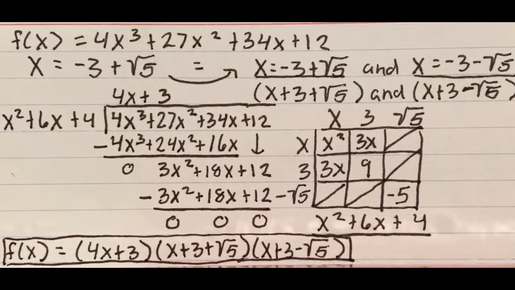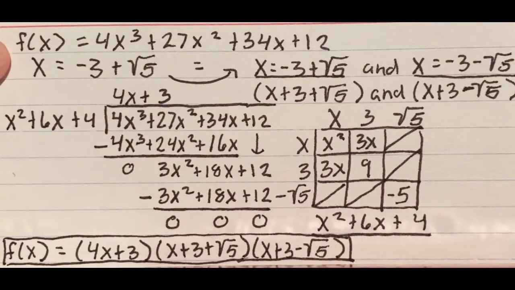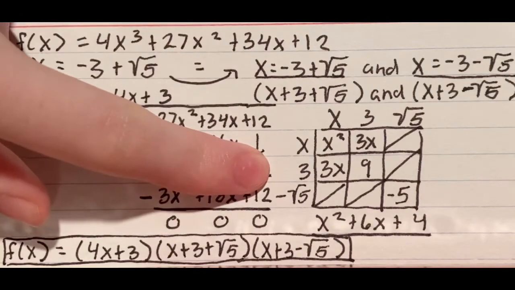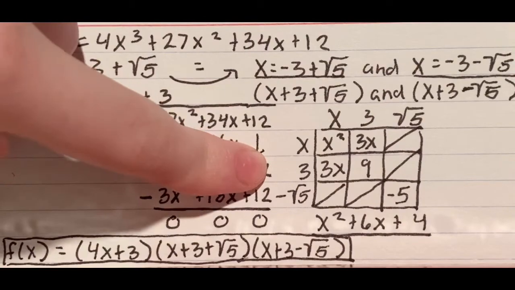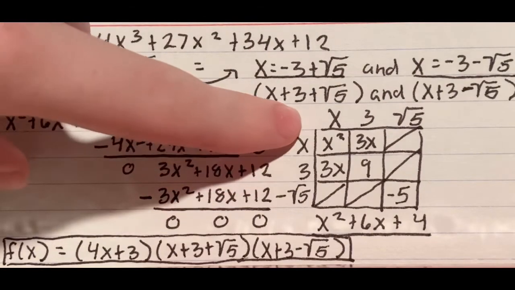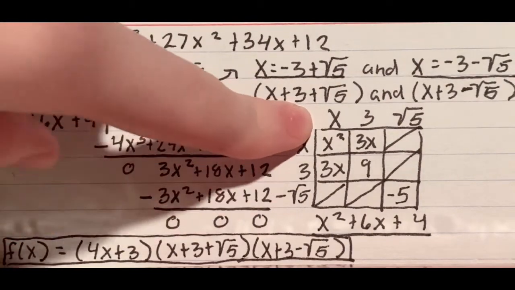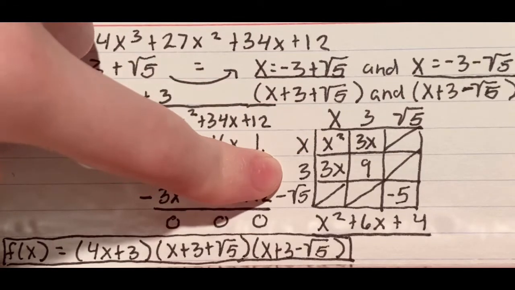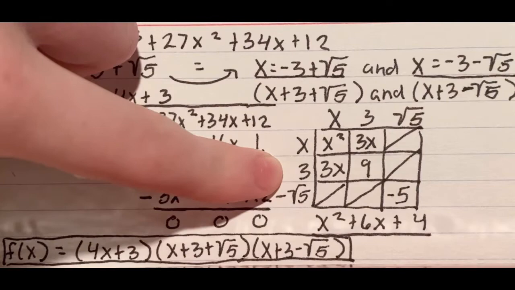To figure out what we need to divide the original function by, we need to start out by multiplying these two factors together. I used the box method. I drew a 3 by 3 box and put one factor on each side. On the top, I put x plus 3 plus the square root of 5, and on the side, I put x plus 3 minus the square root of 5.